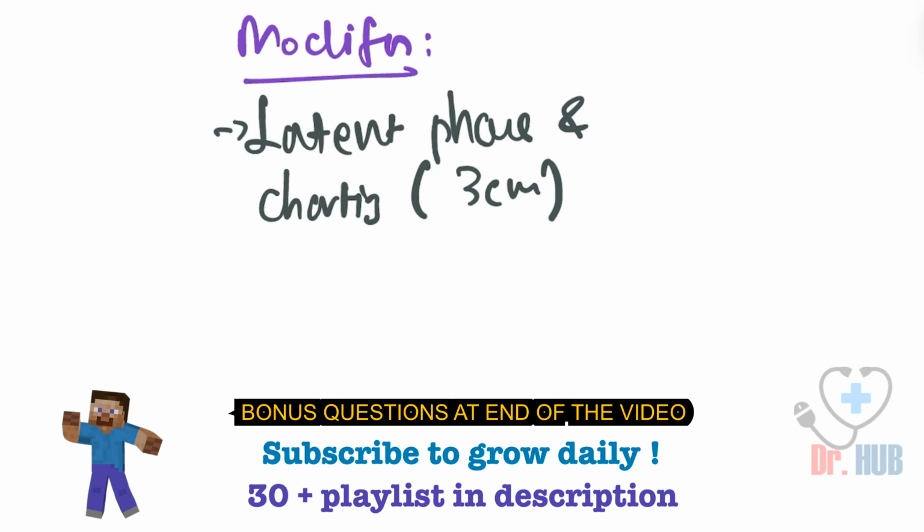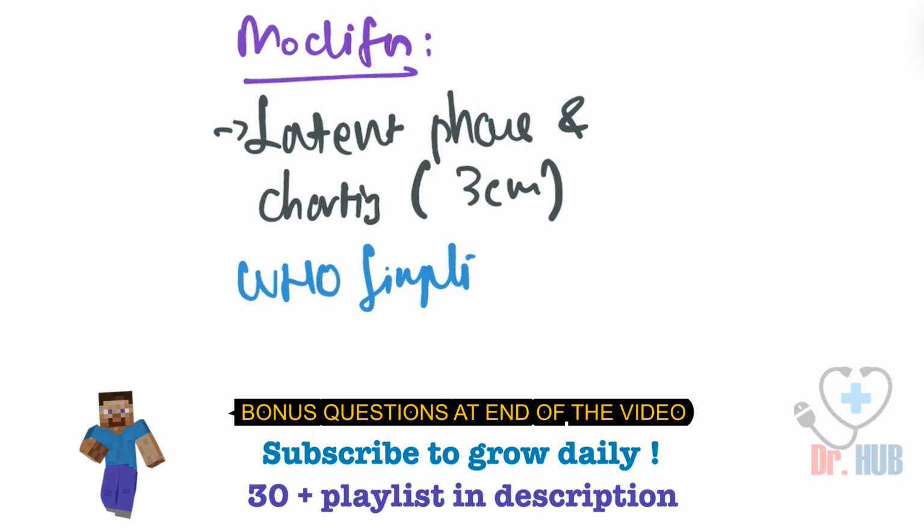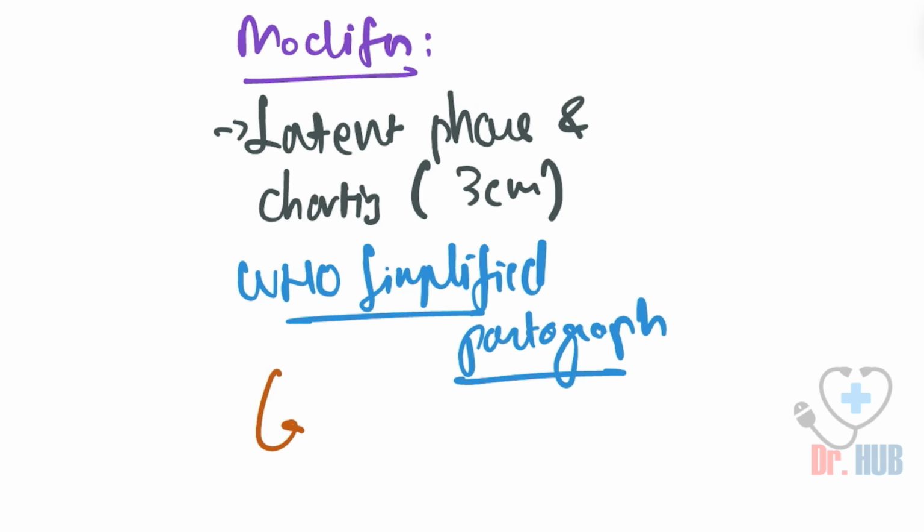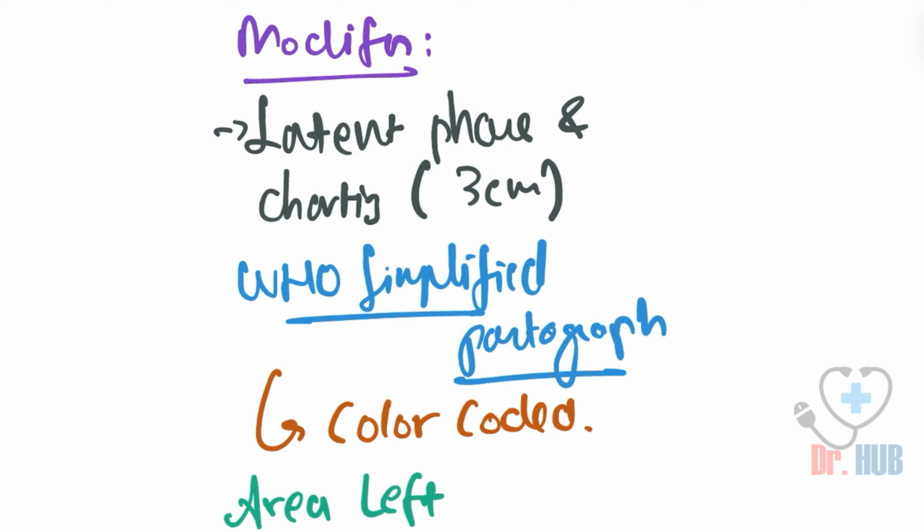Then we look at the WHO simplified partograph. The WHO further modified the partograph for the skilled attendants and healthcare workers. They simplified it and it became color coded. So here, there is an alert line, and we look at the area to the left of the alert line.